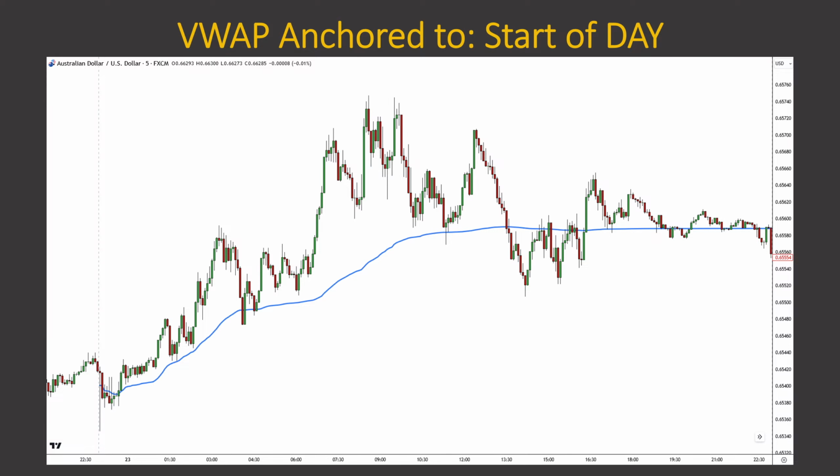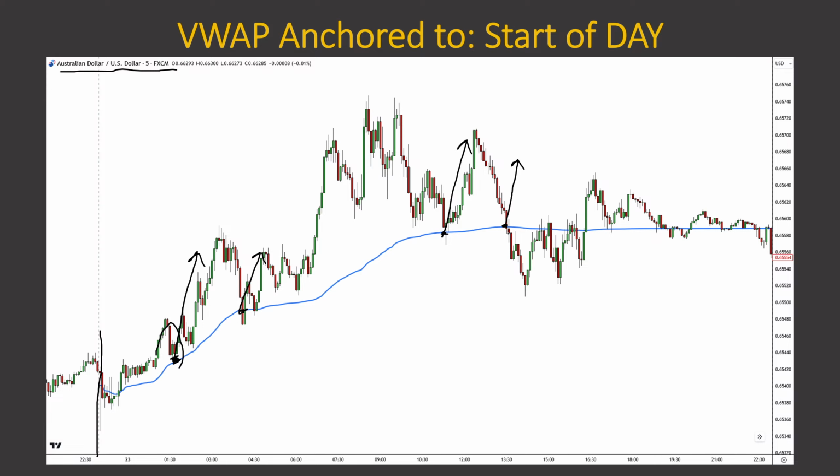So what you see before you here is Australian dollar, US dollar, 5-minute chart, and this is the start of the day. So the VWAP is anchored to this place, and what you see here is the price is moving above the VWAP, which means buyers are in control and you want to trade from VWAP. So you want to trade the pullbacks. So first pullback is in here, long from there. Another one is in here. Then there's a pullback in here. And then another long is from this place.